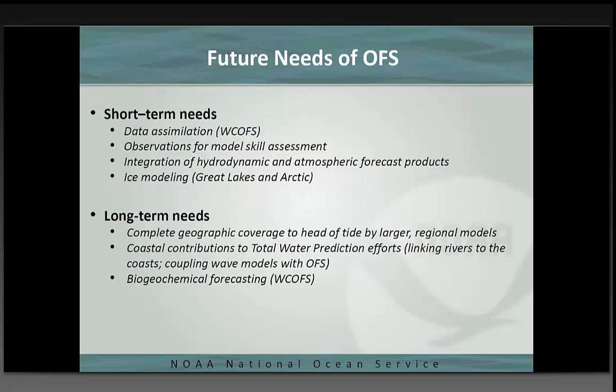In terms of the long-term needs, as I talked to with our five-year plan going forward, we're trying to get to complete geographic coverage, but also working on the full water prediction effort. We'll continue to work with the water center as it gets up and running, trying to link the rivers to the coast, and working with the river forecast centers to do that. And then the emerging requirements, not only with eco forecasting, but also biogeochemical modeling, ocean acidification, and other things of that nature that we're trying to investigate. Once we get the West Coast model implemented, that would be the next phase.